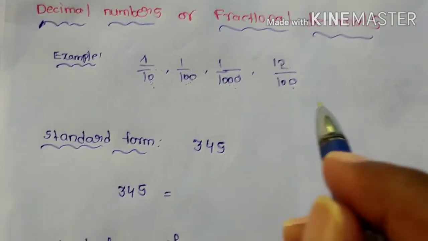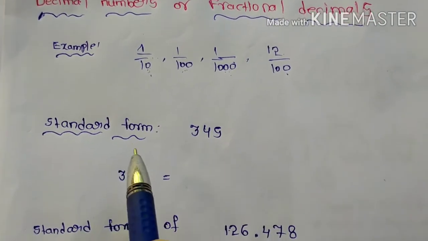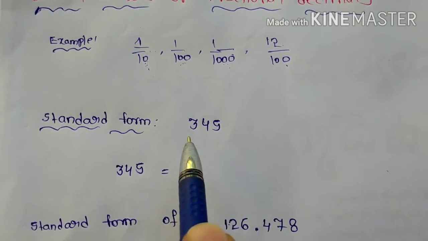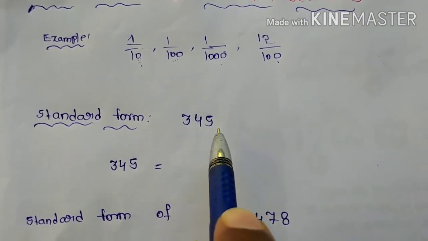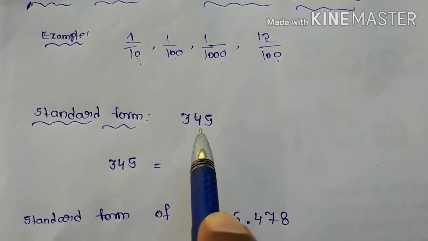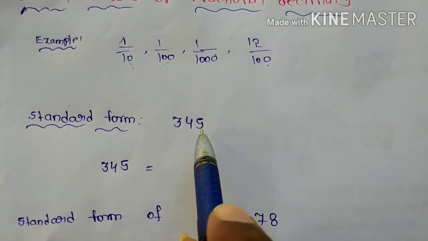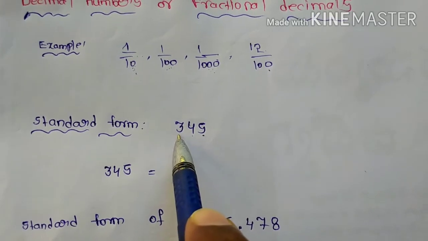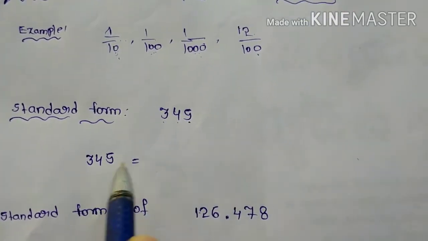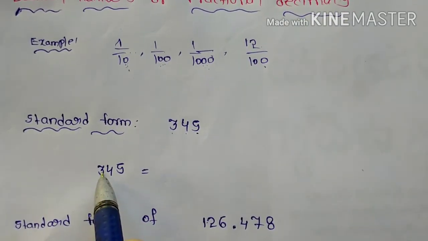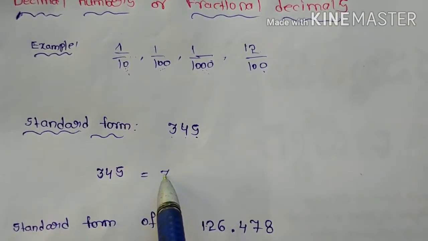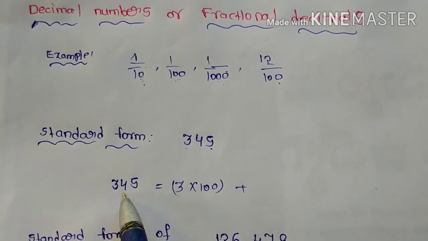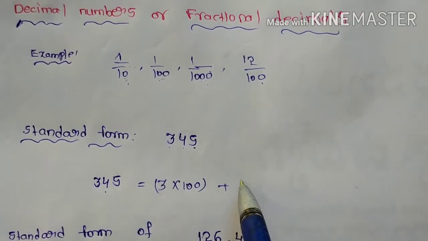Already we have studied. For example, I am asking one more question. Standard form of 345. You have studied this also in 6th class. How can you write 345 in standard form? See here 5 is at units place, 4 is at tens place, 3 is at hundreds place. So I am writing here 3 is at which place? Hundreds place. That means can I write here 3 into 100? Yes. Plus 4 is at tens place, so can I write here 4 into 10? Yes.